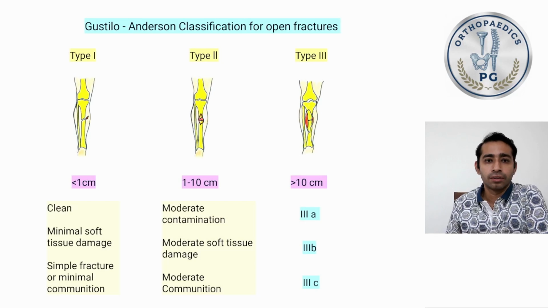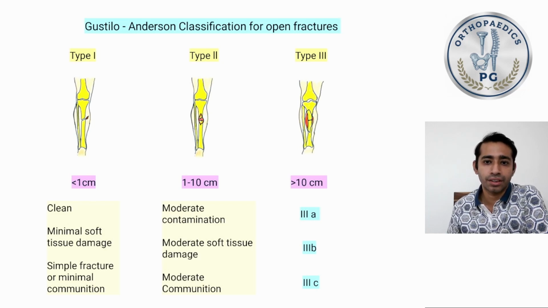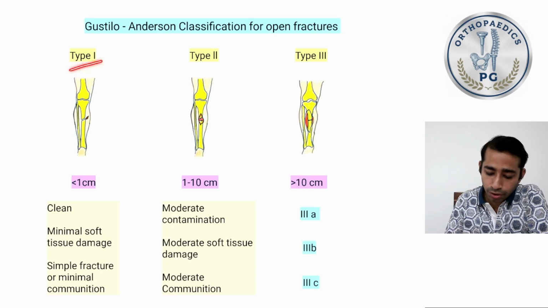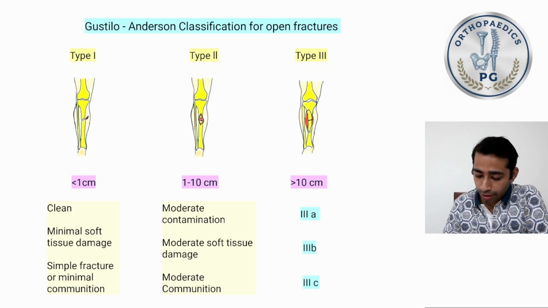Welcome everyone. In today's video, we will be talking about the Gustilo-Anderson classification for open fracture. The Gustilo-Anderson classification system divides open fracture into type 1, 2, and 3. Type 3 is further subdivided into A, B, and C.